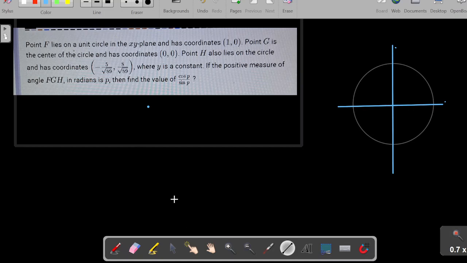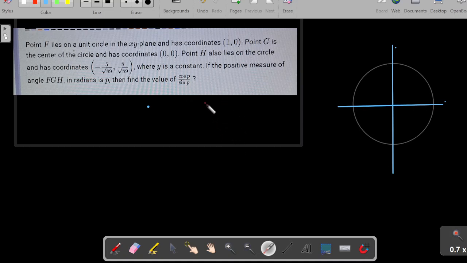Let's start. Let's read the question. Point F lies on the unit circle in the xy plane and has coordinates (1, 0). Point G is the center of the circle and has coordinates (0, 0). Point H also lies on the circle and has coordinates, where y is a constant. If the positive measure of angle FGH in radians is P, then find the value of cos P over sin P.